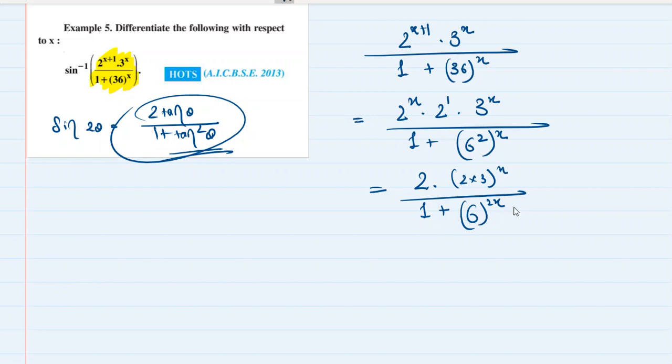So here we can write it as 2 multiplied by 6 raised to x upon 1 plus 6 raised to x the whole raised to 2. So tell me now what you will substitute in place of what? Yes, in place of 6 raised to x, you are going to substitute tan theta. That makes theta equal to tan inverse of 6 raised to x, which will be useful for resubstitution later.